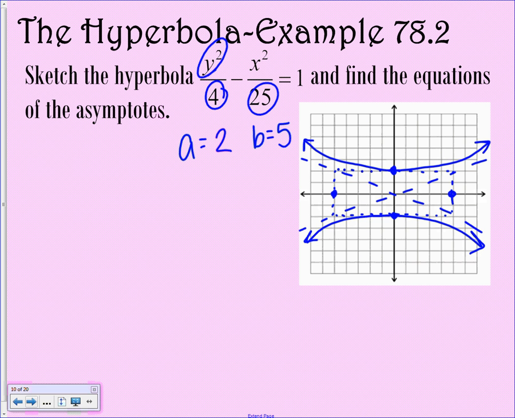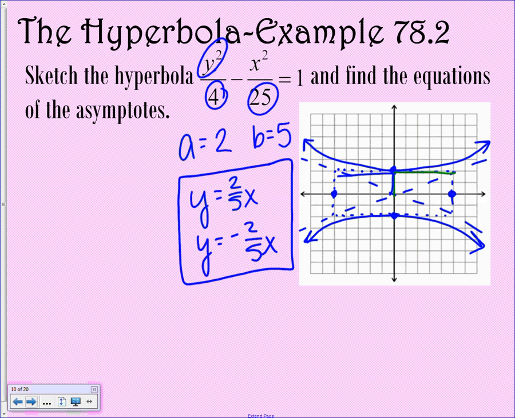And so now all we have left to do is find the equations of the asymptotes. Well, we went up 2 and to the right 5. So we would have y equals 2 over 5x. And then we went up 2 and to the left 5. So y equals negative 2 over 5x. So those would be your 2 asymptote equations.